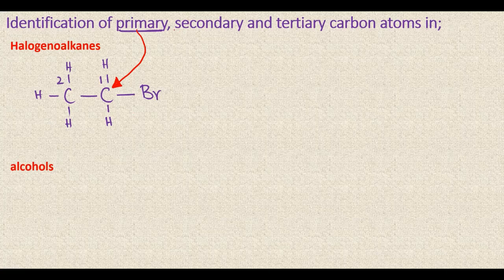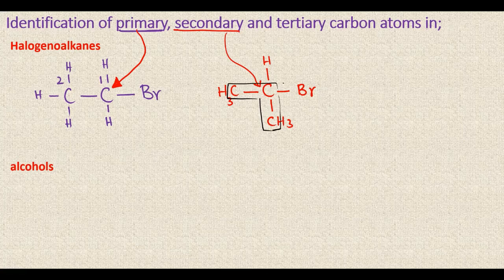A secondary halogenoalkane carbon atom is attached to a halogen, and is further attached with two carbon atoms. So this is a secondary carbon. According to IUPAC rules, if we number the carbon atoms, this is carbon atom number 2. So carbon atom number 2 is basically a secondary carbon. Name of this compound would be 2-bromopropane.